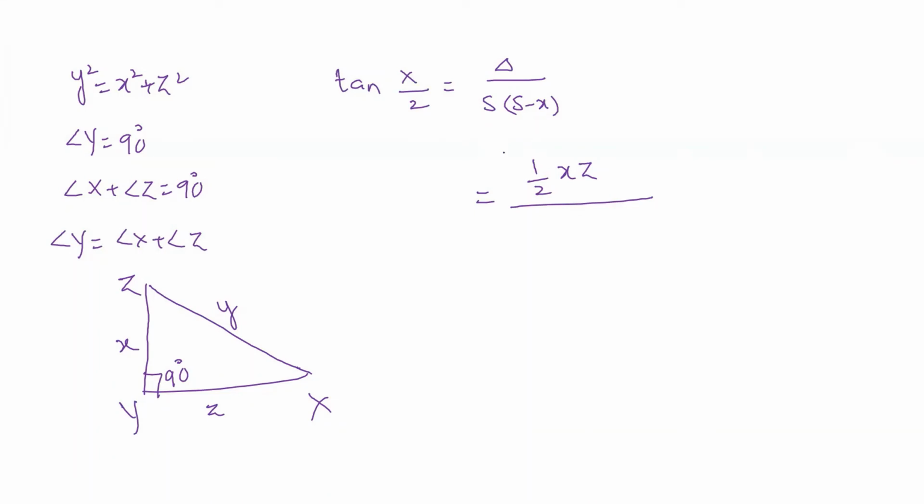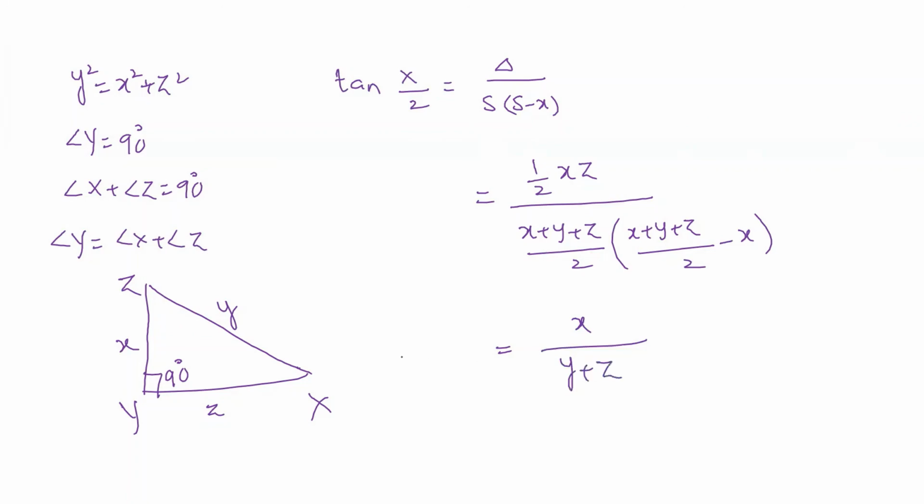Similarly, s is the semi perimeter. We can write x plus y plus z upon 2, and s minus x can be written as x plus y plus z upon 2 minus x, right? That is going to be the value of tan x by 2. If you simplify all this, we are going to get x upon y plus z. So that is another relation. Tan x by 2 is equal to x upon y plus z, which is your option C.